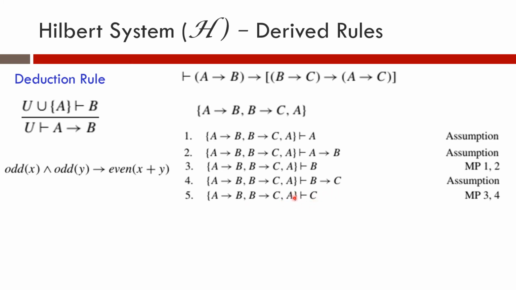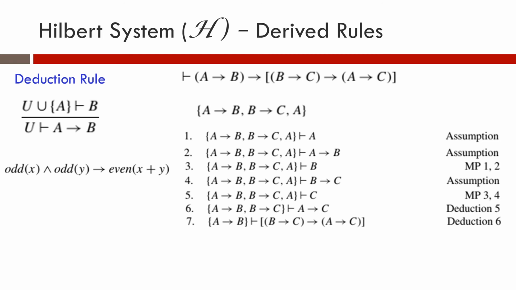Now, to get this particular formula, what we need to do is just apply the deduction rule. The deduction rule says that if you have a set of formulas U and a formula A in the set, from which we can prove B, then we can take A out and say that with the set of formulas in U, A implies B is provable. So from this set we can take A outside to the right side, and say that with the set of assumptions A implies B and B implies C, we can prove A implies C. So applying the deduction rule on 5, we get A implies C as provable.